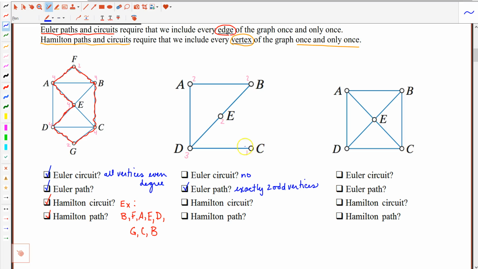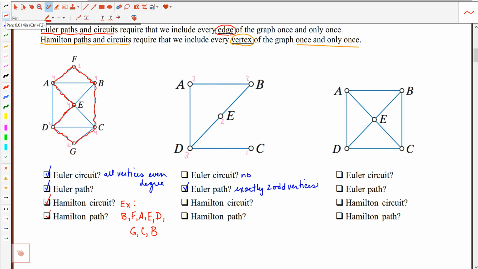So maybe as an example, and I'm going to erase this so you can see the Euler path. Maybe I start here at C, so I can go to D, A, B, E, and then end up at the other odd vertex. Notice I was able to use every edge of the graph once and only once. That would be an example of an Euler path on this graph.